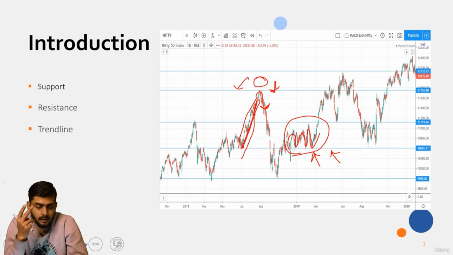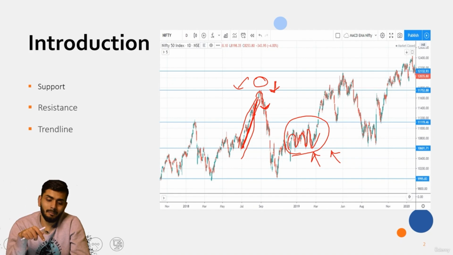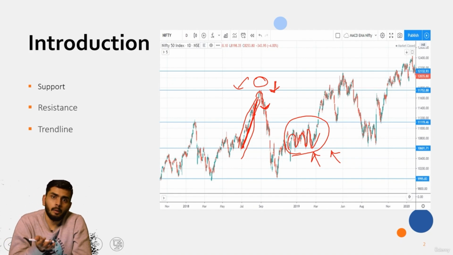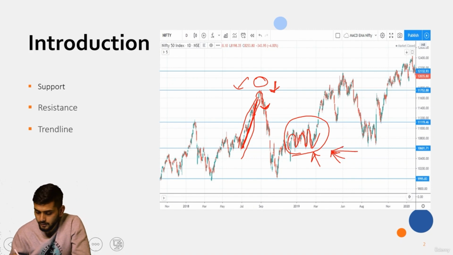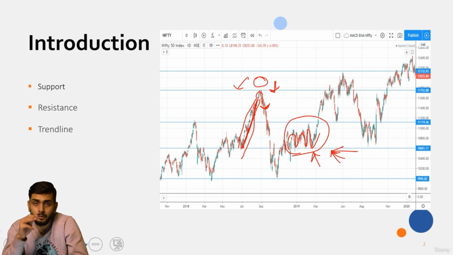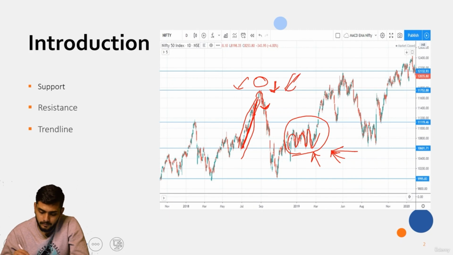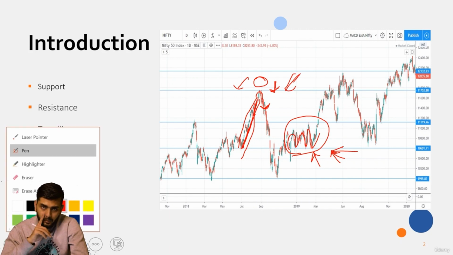So two things we understood. Support is where the market is going down, staying at a point and then coming back up; the point from which it gets some upward push is known as support. And the point from which, when the market is going up, it gets a downward push is known as resistance. Got it? Now trend line we will come to later.